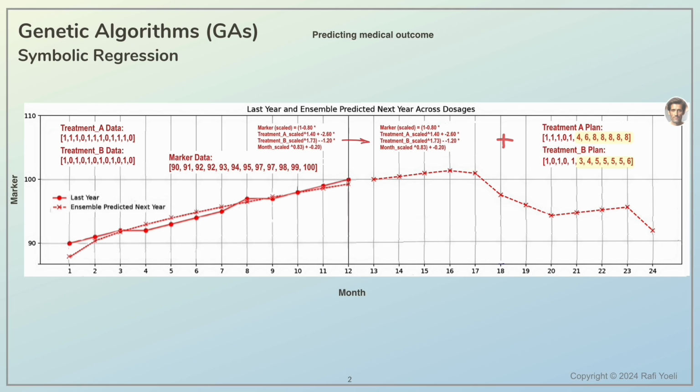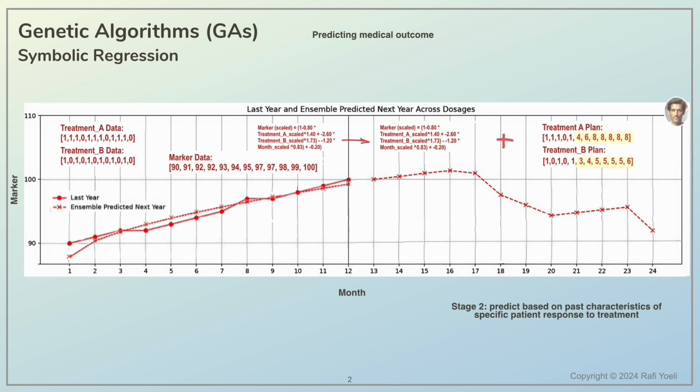The dotted line extending into months 13 to 24 shows the projected health marker under this optimized treatment plan. Notice how the marker continues to improve initially, then is carefully maintained at an optimal level rather than continuing to increase as it did last year.